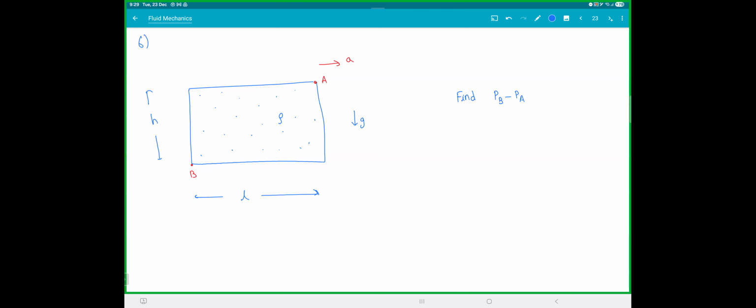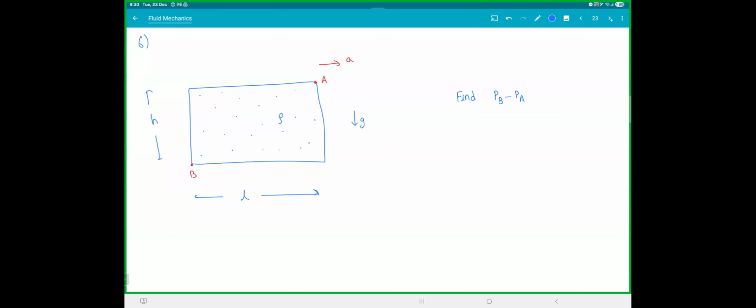Find the difference between B and A ka pressure. How do you handle this? No, if you have that, it is wrong.